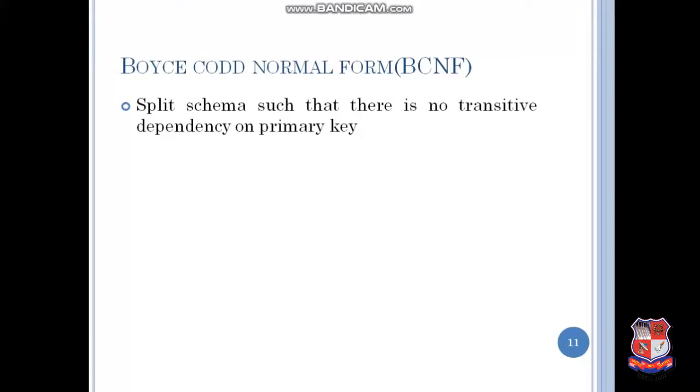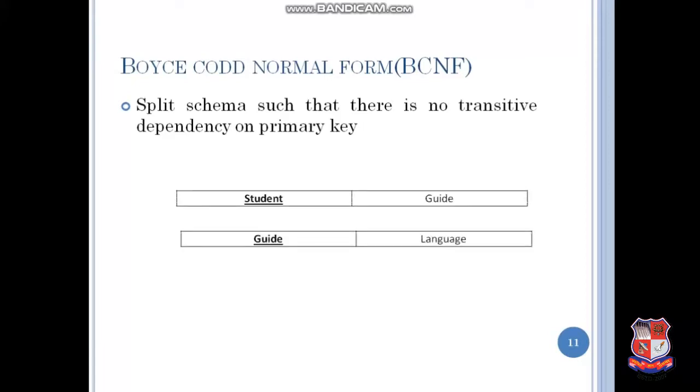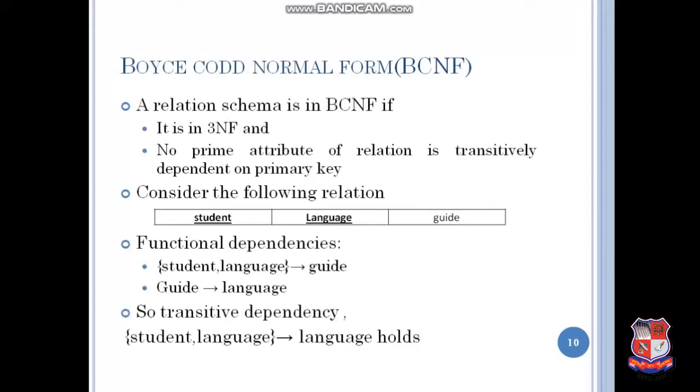To convert it into BCNF, we need to remove the transitive dependency on the primary key. So if we split the schema as schema 1: student and guide, and schema 2: guide and language, it will get converted to BCNF. Please note that there is a very small difference between 3NF and BCNF. 3NF says that every non-prime attribute should be non-transitively dependent on the primary key, whereas BCNF says that no prime attribute should be transitively dependent on the primary key.